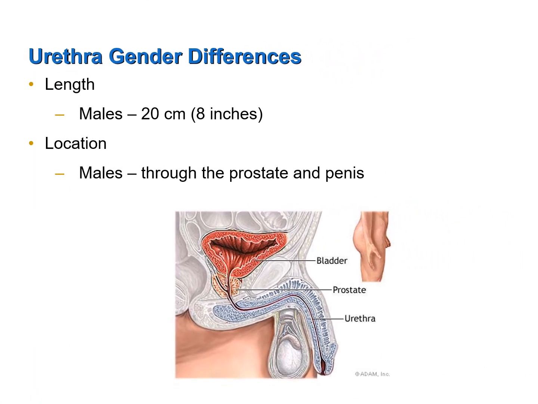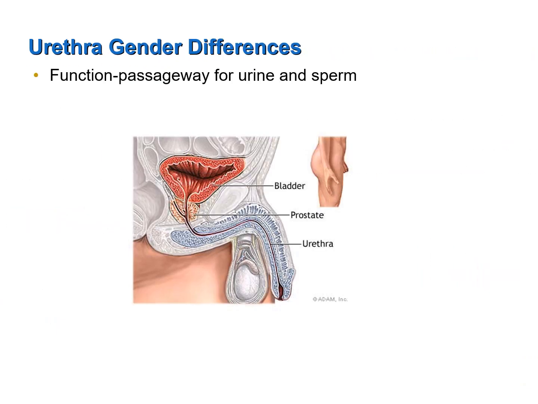There are gender differences with respect to the urethra between males and females. In the male, the urethra is considerably longer. It's 8 inches. It extends through the entire length of the penis, through the prostate, where it makes a connection with the bladder. In males, the urethra is part of both the urinary system and the reproductive system, since it is a common passageway for both urine and sperm.